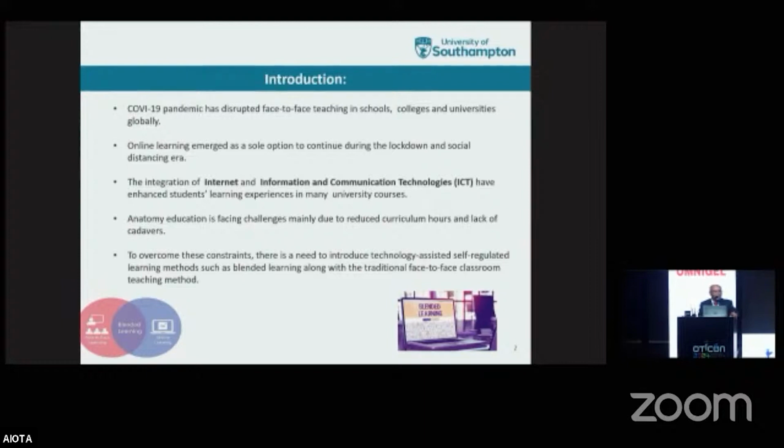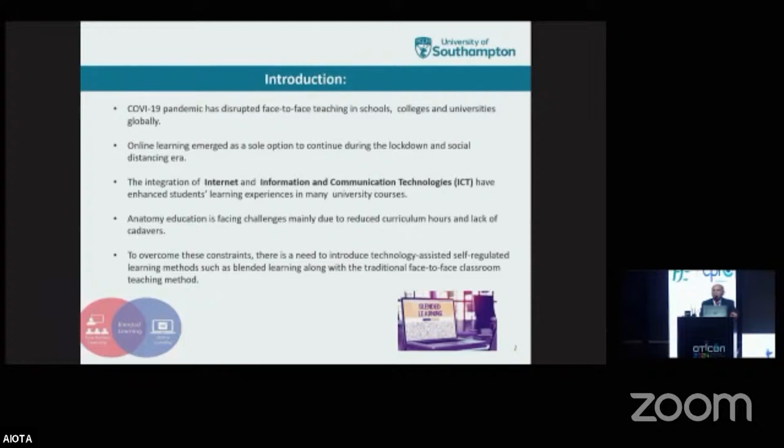I'm not very sure what happened in Indian schools during the COVID-19 pandemic, whether you are also having the same problem of cadaver hour shortage. So that has brought us to the question of how we go about teaching anatomy when you have reduced curriculum hours and a shortage of cadaver hours. Because of the lab closures, universities were shut, but the teaching must go on.